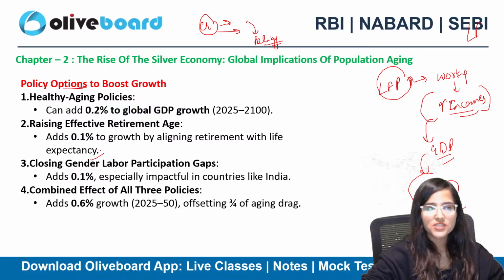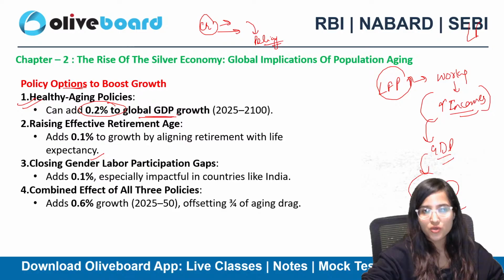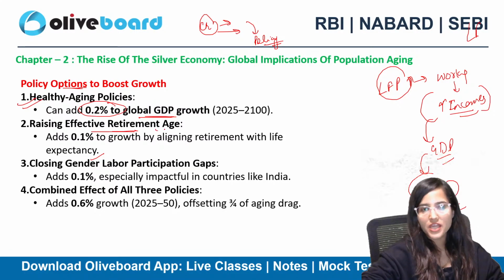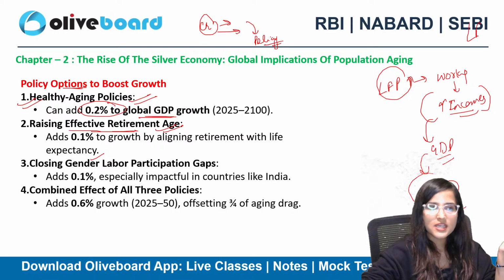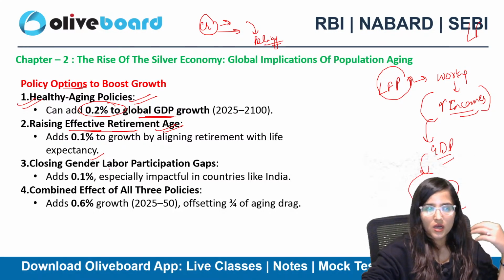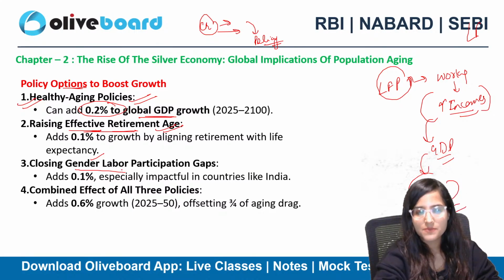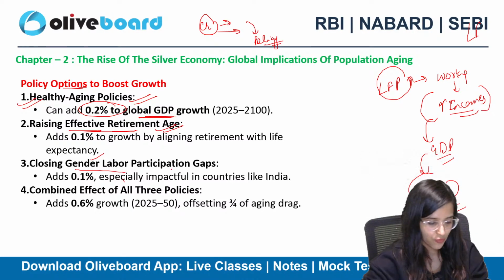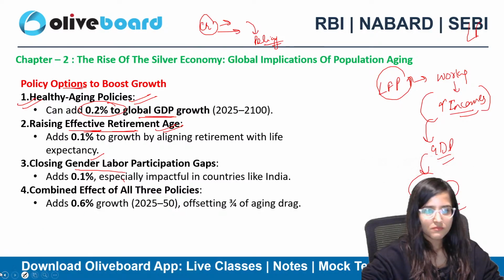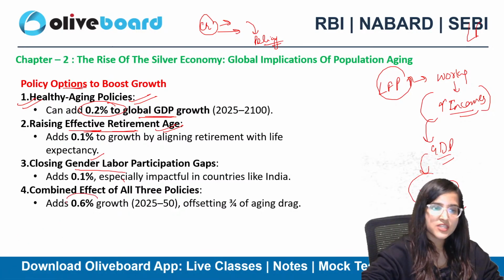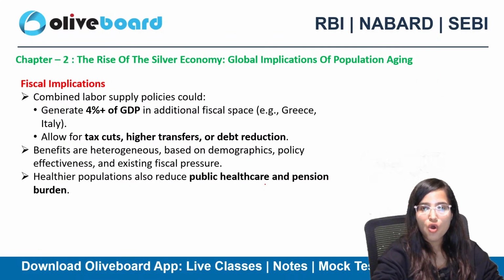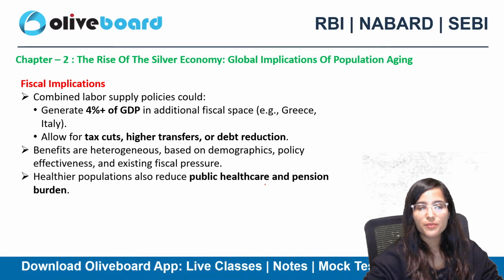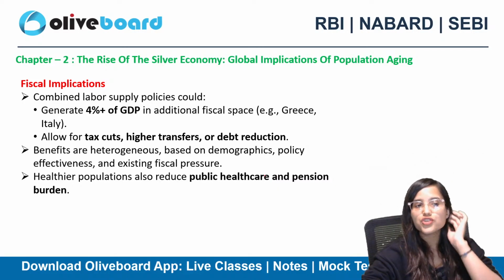Okay, so what are the policy options that are provided? Healthy aging policies. They can add 0.2% to global GDP growth. Raising effective retirement age. You need to raise their retirement age. Bring in certain policies for healthy aging. Increase the retirement age. Then closing gender labor participation gaps. Allow women also to get into the labor force, labor market. Okay? Then combined effect of all three policies will add 0.6% growth. Okay, so that is how, if we focus on the old age people, if we focus on their improvement and on their healthy living, then it can really add to the GDP.